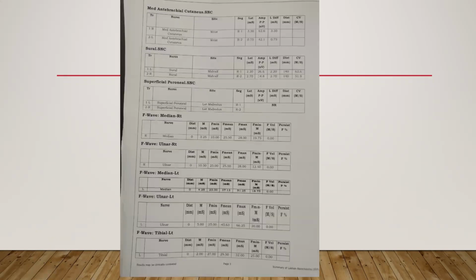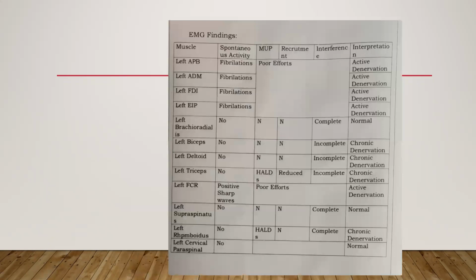You do the needling. This is the needling. Yes, ma'am. So here also we can see that the C8, T1 innervated muscles of the hand are involved. Left EIP also involved, ma'am, but brachioradialis is normal, while biceps, deltoid, triceps, FCR are involved, and rhomboids also, but paraspinal and supraspinatus are normal. Yes. So it means that it is not a root lesion, and beyond that.